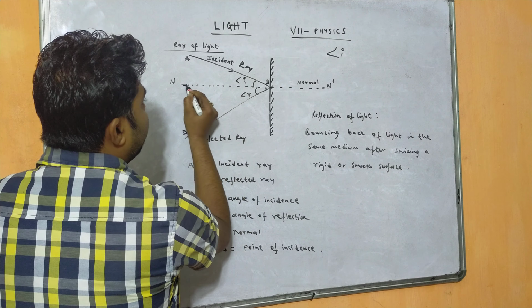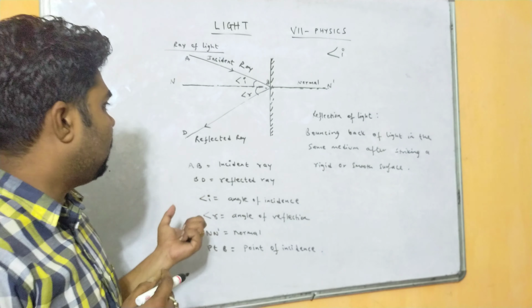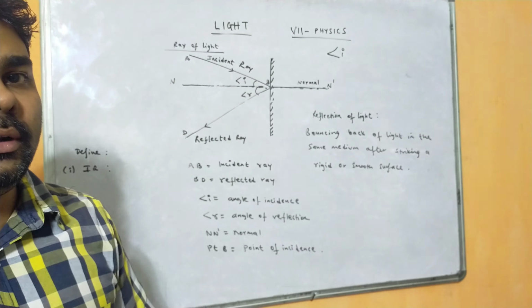Similarly, what is BD here? BD is called the reflected ray. It is the ray of light which comes out in the same medium after reflection of light. Whenever light falls on a mirror, that light which bounces back in the same medium after reflection is called the reflected light.